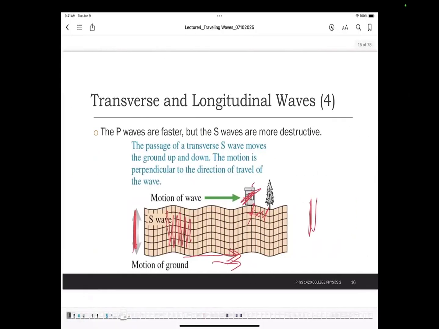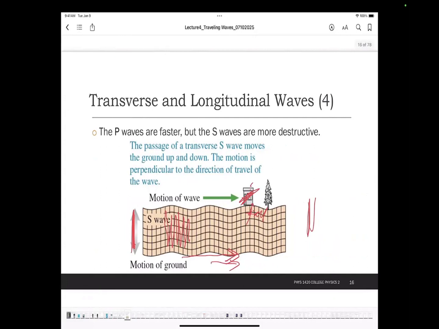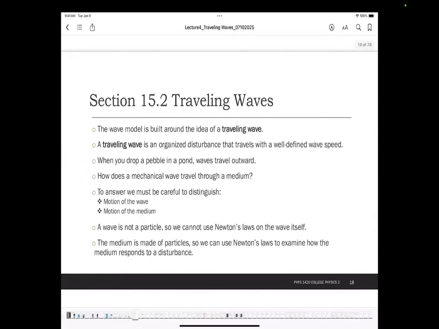But usually, the S waves are more destructive. Only if the P waves have the same frequency as the building's oscillation, that would be more terrible. Does it make sense to you? Okay, yeah, so the P waves are faster, but the S waves are more destructive. I think this is the same as the one before.